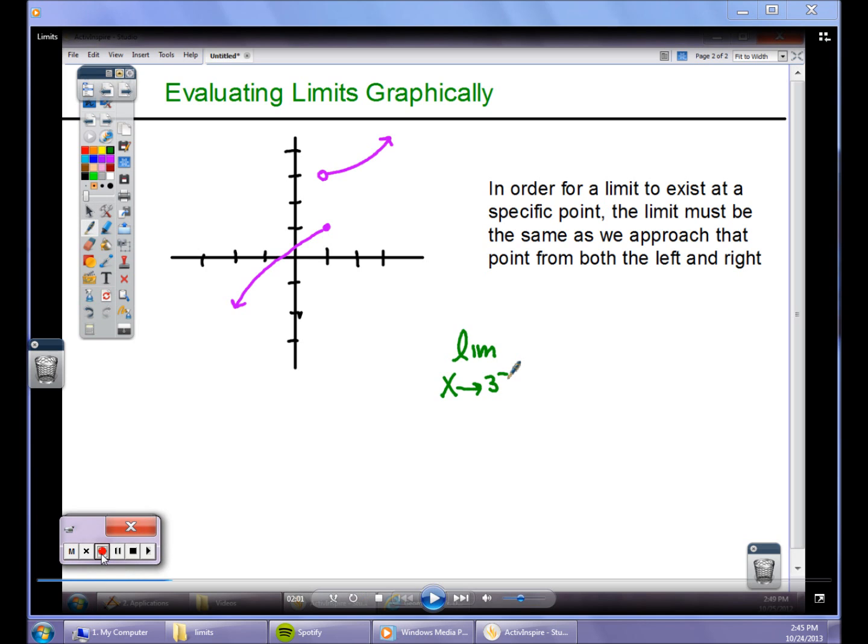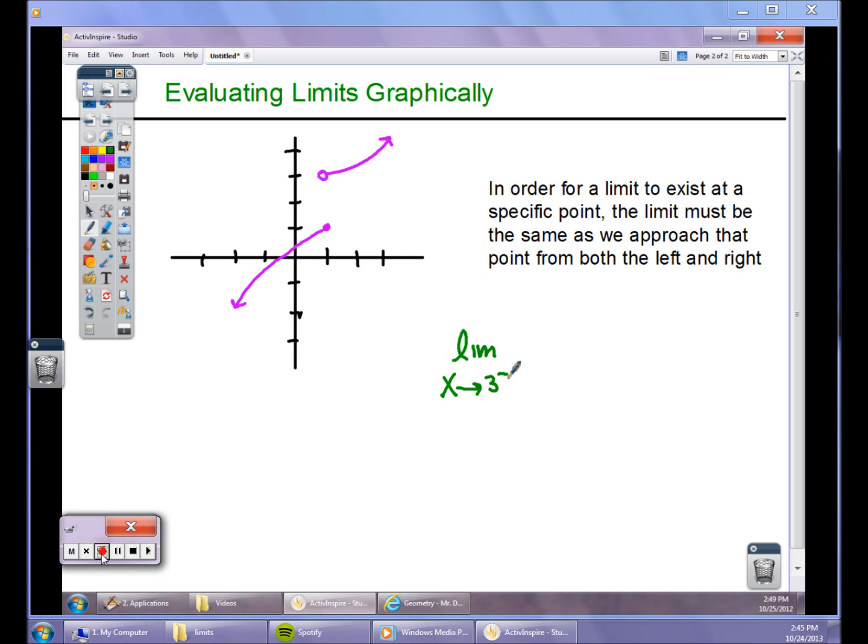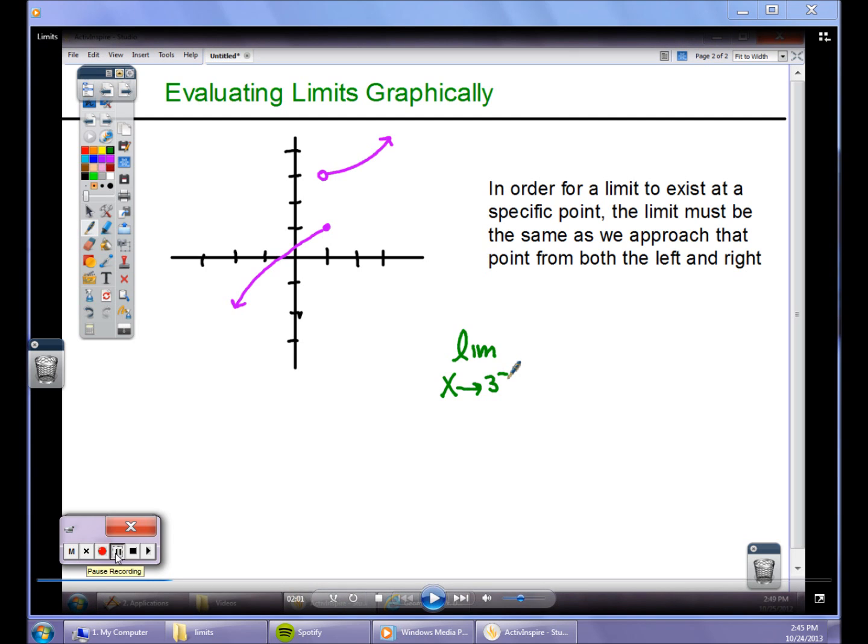So from the left, as x approaches 3 from the left-hand side, notice the notation. I'm using x goes to 3 with a negative sign to the top right of the x, indicating that I'm coming towards that value from the left side of it. So following my cursor, you can see that as I'm coming towards 3 from the left, I'm at 1.5, at 2, 2.5, now approaching it at 3. That limit is approaching the value of 4.